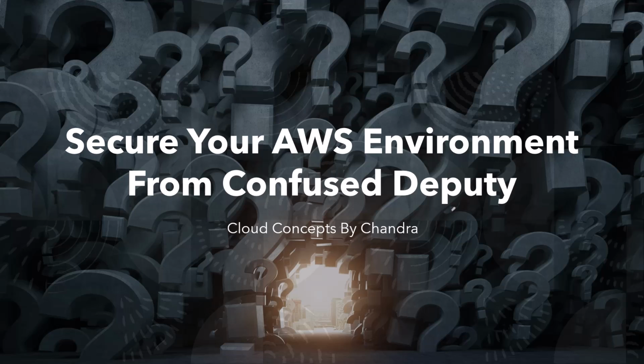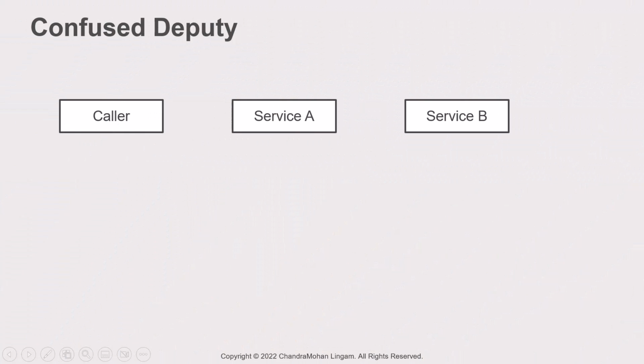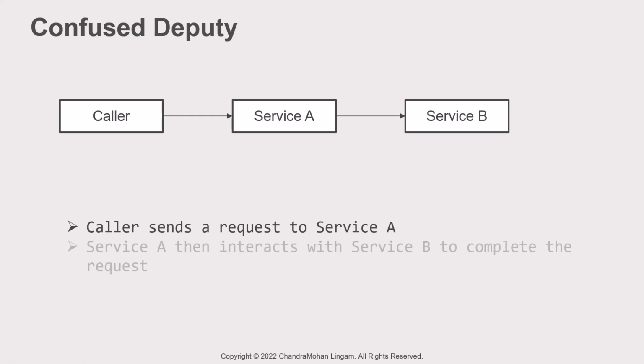A confused deputy is a type of security vulnerability. Let's say a caller interacts with Service A. Service A then calls Service B to complete the request and respond to the caller.